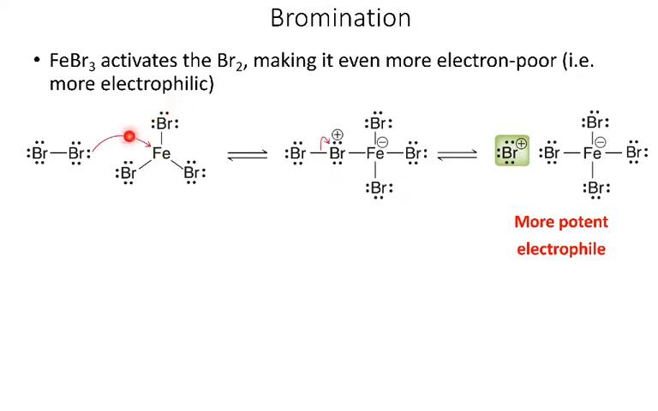So we have this iron 3 bromide, and it's going to undergo a Lewis acid base reaction with the Br2. So the FeBr3 is going to act as a Lewis acid, an electron pair acceptor, and the Br2 is going to act as a Lewis base, an electron pair donor. And when that happens, we end up with this complex where now that we have this positive charge on the bromine end of things, this is a much more potent electrophile than just Br2 by itself. And it's a strong enough electrophile that it can in fact react with benzene.